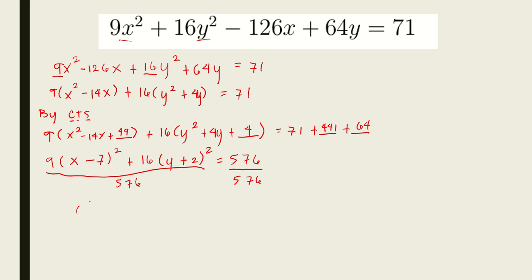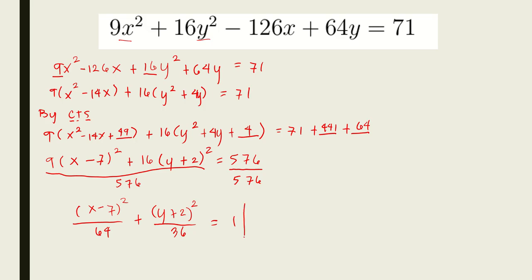There you go. You are going to copy the x minus 7 quantity squared all over 64, because 9 over 576 is 1 over 64. There is still a 1 there, but we don't need to write that. Also, you have 16 divided by 576, and you copy the y plus 2 all over 36. Don't forget the squared. And lastly, that is equal to 1.